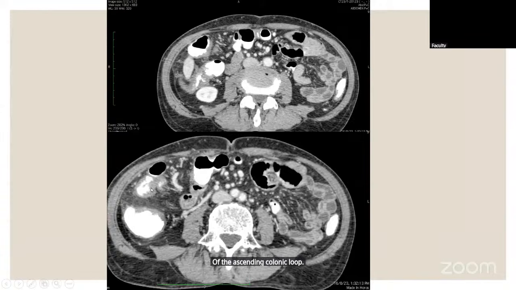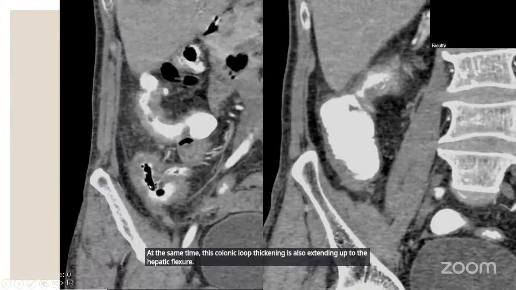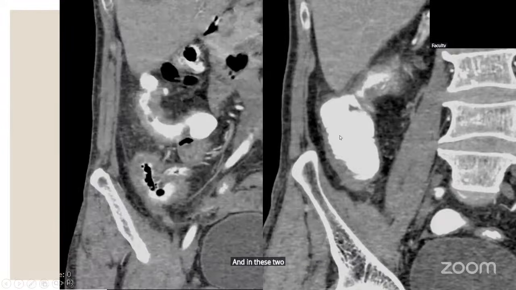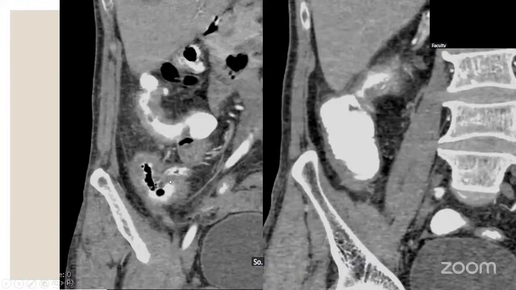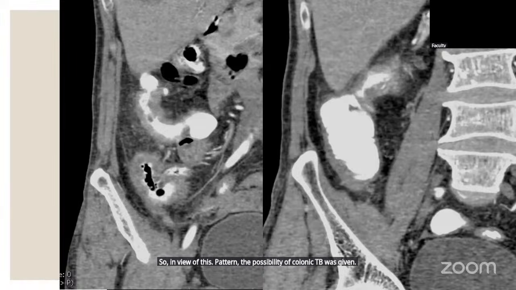At the same time, this colonic loop thickening is also extending up to the hepatic flexure. And in these two coronal sections, we can see that the colonic loop thickening is there in its entirety. There is pericolonic fat stranding. The peritoneum, this thin membrane, is also appearing thickened. And look at the IC junction, which is also thickened. So in view of this pattern, the possibility of colonic TB was given. So this turned out to be colonic TB.